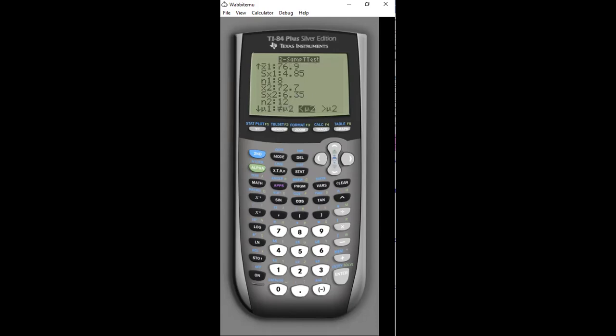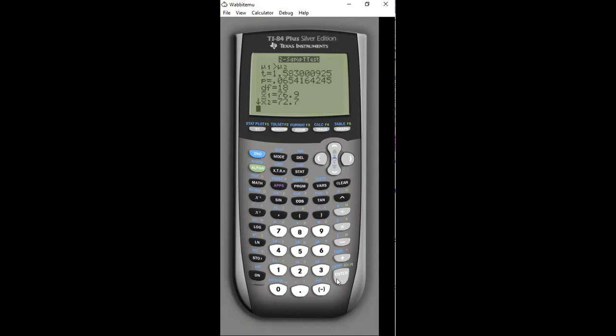So what we are testing is mu1 greater than mu2. So you say mu1 greater than mu2. Okay, continue going down. Do we want to pool or not pool? Like I say, I always like to pool. So you say yes, and then you say Calculate here.